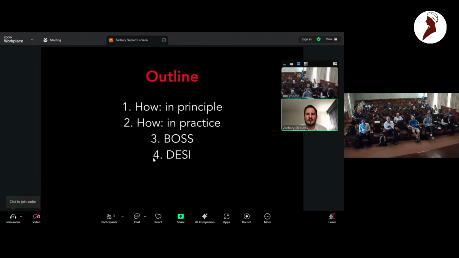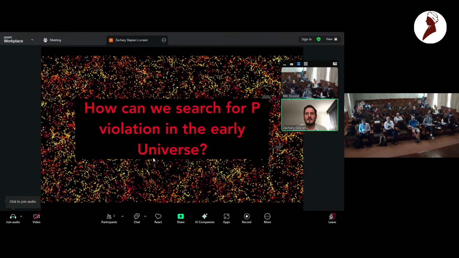So how can we search for P violation in the early universe? First of all, I should say what P is. I think everyone knows, but parity is a symmetry of basically taking x, y, and z to negative x, negative y, and negative z, and it's equivalent to a mirroring plus a rotation. And in this talk, we're going to forget about the rotation because we're averaging over rotations, because we're assuming isotropy in cosmology. So just think of parity as a mirror transformation.